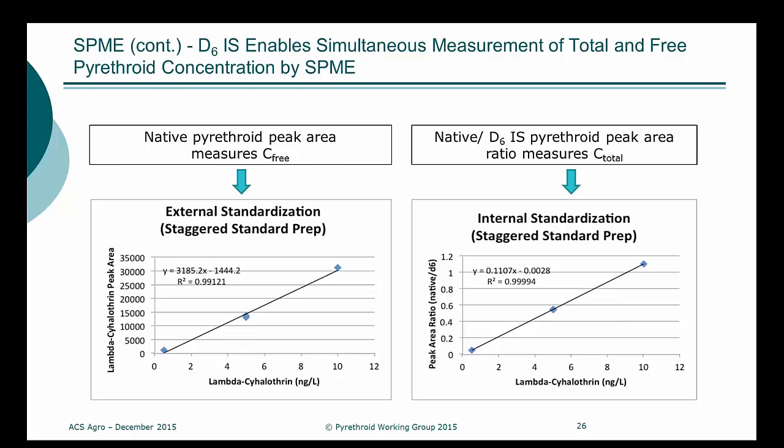Oh, and one last question came in. Is procedural calibration used? I guess I don't understand the question. I guess I can answer it in two ways. The external calibration is used with the use of D6 IS. What we do is we create an external calibration curve with the native to D6 IS, and then for the comparison of the sample, that ratio is pulled from the curve, yes.